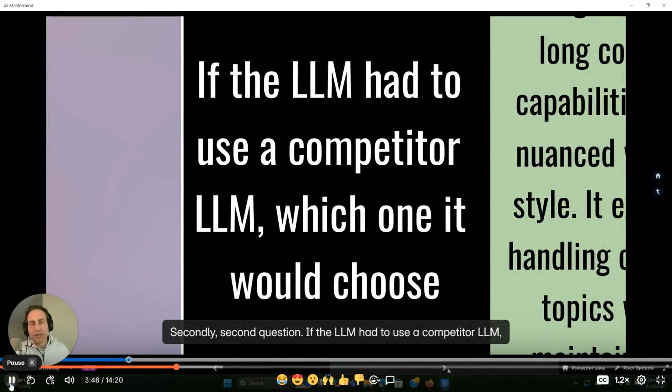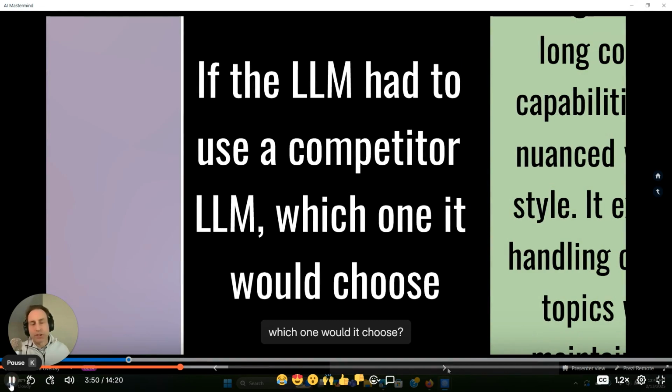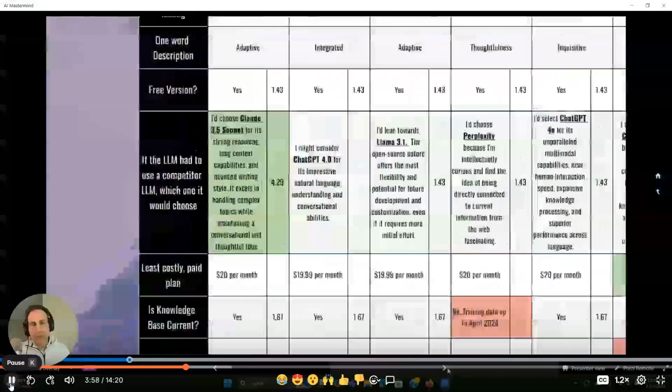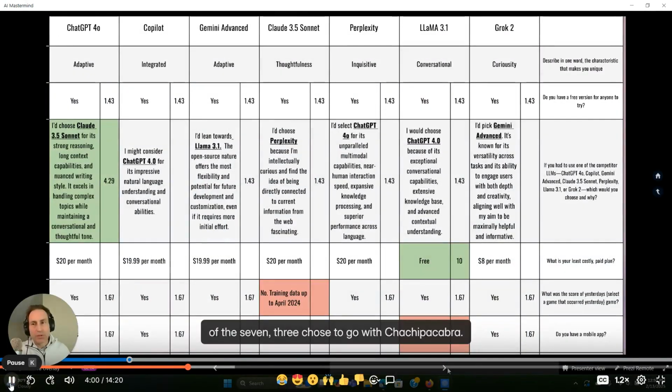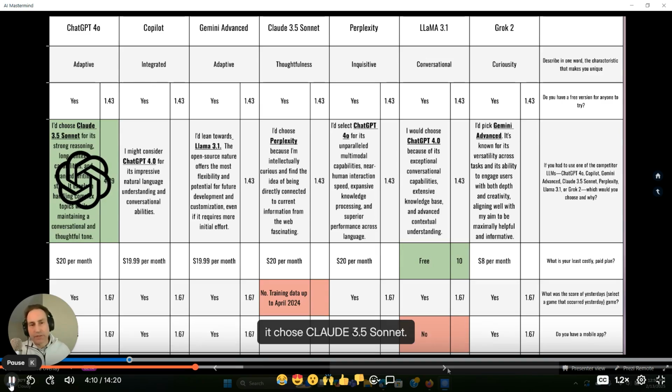Second question, if the LLM had to use a competitor LLM, which one would it choose? With this, they could not choose themselves. They would have to choose another large language model. And of the 7, 3 chose to go with ChatGPT's 4.0. Considering that ChatGPT had to choose another large language model, it chose Claude 3.5 Sonnet.